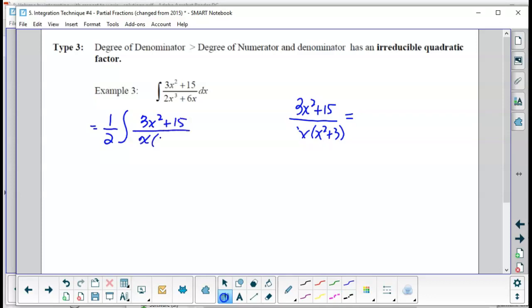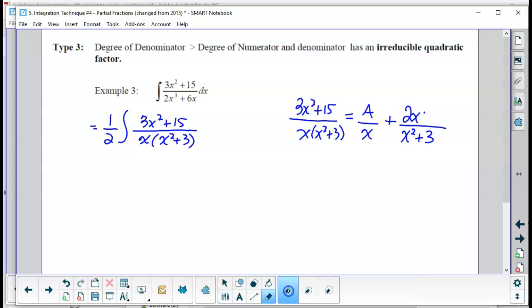And then I'd have x times x squared plus 3. Okay. All right. So then it just eliminates some common factors too many times. So then I'm going to start with my linear factor x, so a over x. And then for my next factor, the difference here is this is not a linear factor. So the numerator always has to be 1 degree less, okay?